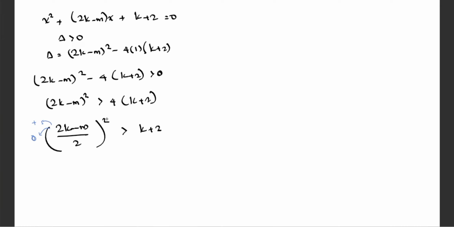Suppose this becomes 0. If this is 0, for this to become lesser than k plus 2, then k plus 2 should definitely become negative, because 0 is greater than any negative number. So if this is 0, this should definitely be negative, which means k plus 2 should be negative, k should be lesser than minus 2. Thus we have proved this part. Okay, then the first part is done.